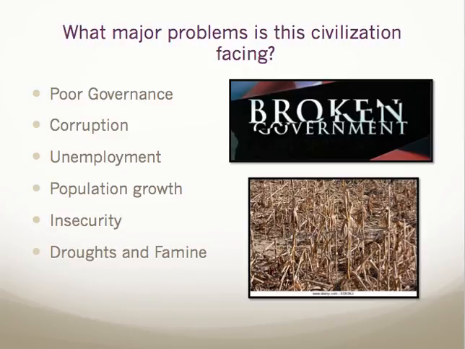And so what are some major problems in this civilization? So what's this civilization facing? Definitely poor government. The governments are definitely struggling over there. Also corruption. Corruption is very prominent. They also have problems with unemployment and population growth. Definitely there's been a big population growth, but the problem with that is the governments haven't stepped up to meet those needs, and the needs aren't being met as the population's been growing. The needs just really haven't been met. And there's also been insecurity and droughts and famine.